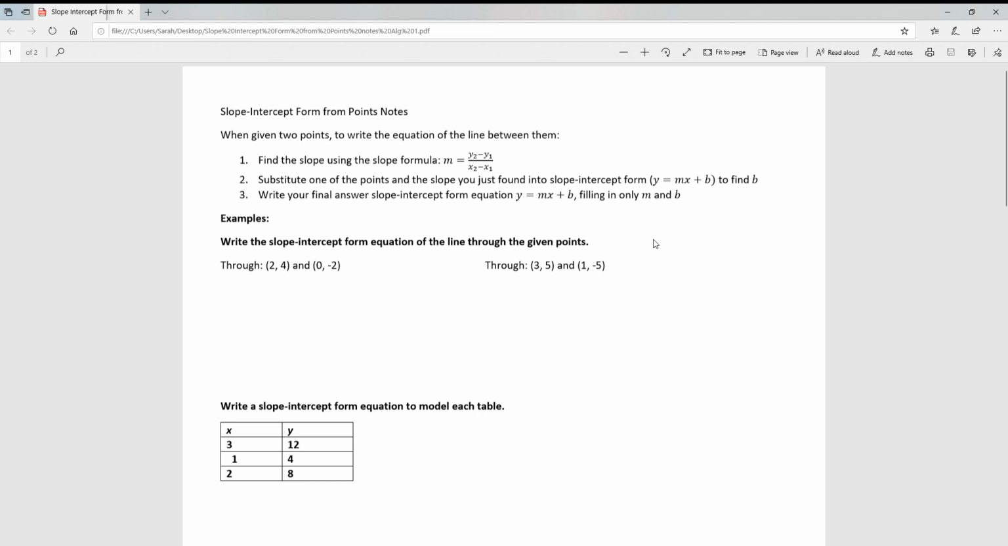Hello, today we're going to be looking at writing slope-intercept form equations like we've been doing, except we're going to be starting with a little bit different information this time. Instead of being given m and b, we're going to be given 2 points.